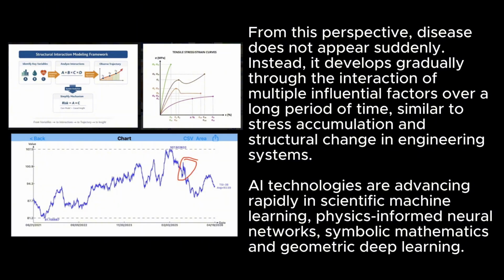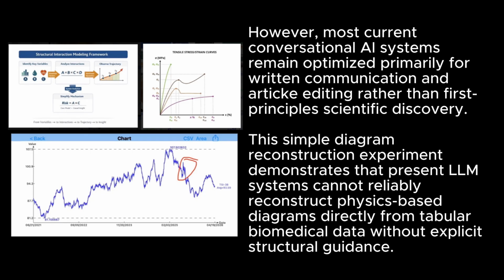Similar to stress accumulation and structural change in engineering systems, AI technologies are advancing rapidly in scientific machine learning, physics-informed neural networks, symbolic mathematics, and geometric deep learning. However, most current conversational AI systems remain optimized primarily for written communication and article editing rather than first principles scientific discovery. This simple diagram reconstruction experiment demonstrates that present LLM systems cannot reliably reconstruct physics-based diagrams directly from tabular biomedical data without explicit structural guidance.